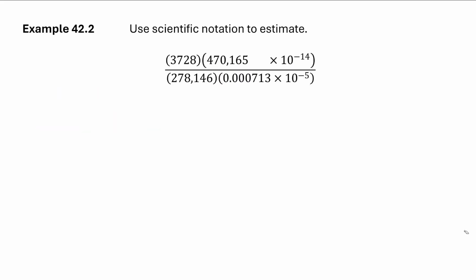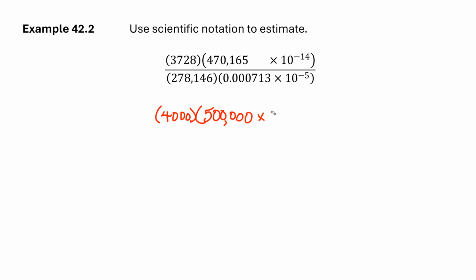So here we have it. We're going to look at all the numbers and round them to the nearest number that has only one non-zero digit. So 3,728 is between 3,000 and 4,000. It's closer to 4,000, so I'm going to write that as 4,000. 470,165 is between 400,000 and 500,000. It's closer to 500,000, so I'm going to write that one.